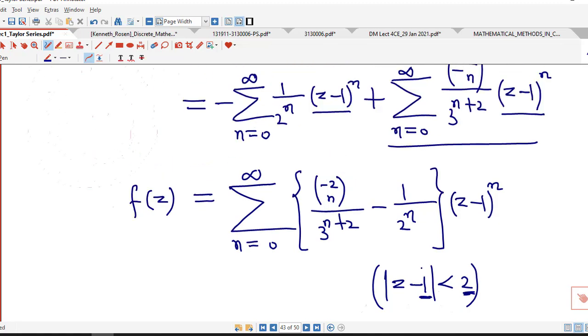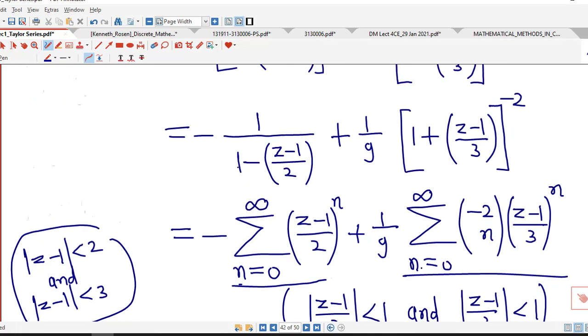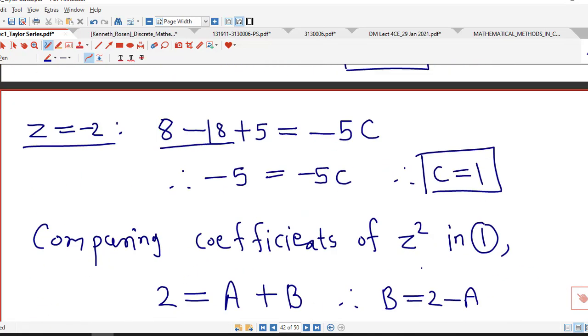So in this way we can obtain the Taylor series expansion using some standard functions.